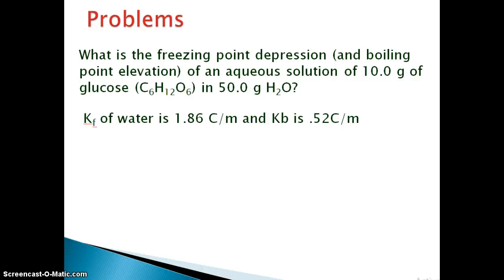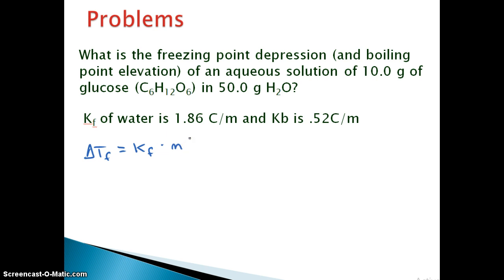First, of course, we have to check our givens and make sure that they're in the right units, and look at our equation. So we're looking at calculating both the freezing point depression and the boiling point elevation of an aqueous solution of 10 grams of glucose in 50 grams of H2O. We're going to look at our equation first for freezing point. The delta T of freezing, or the change in temperature of the freezing point, is equal to the constant of freezing times the molality of the solution.